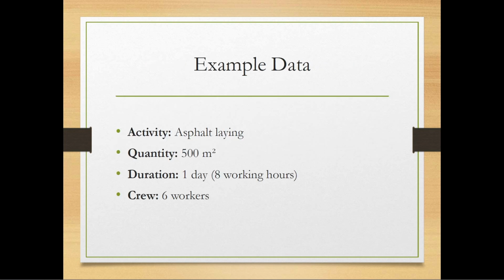For example, we consider the activity as asphalt laying. The quantity for the activity is 500 meters square. Duration for the activity is 1 day, and we consider 8 working hours for 1 day, and the crew consists of 6 workers. These are our assumptions.